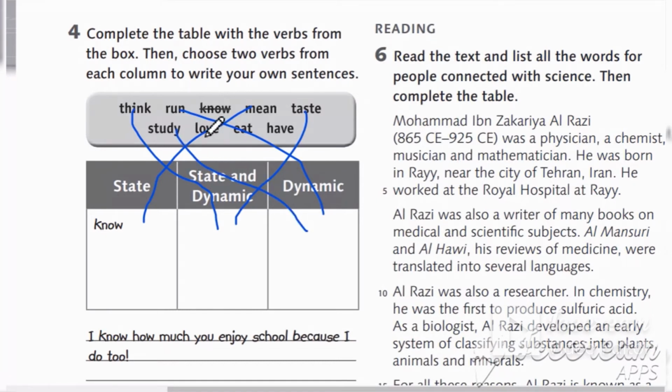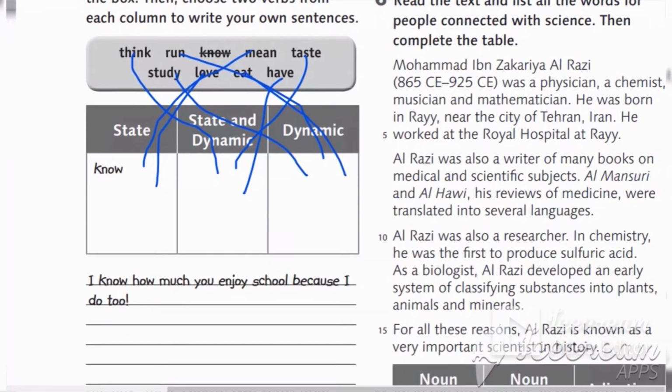Love, feelings, it's only state. I can't say I am loving. Okay. Eat, excellent, but it will be dynamic. Have also can be either dynamic or state. Okay. Here: I know how much you enjoy school because I do too.